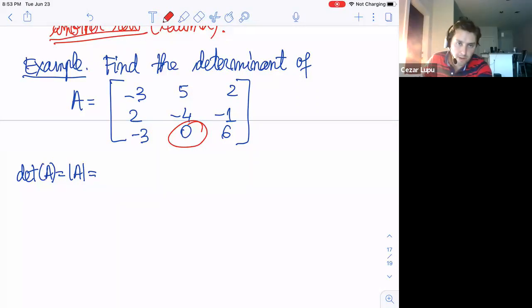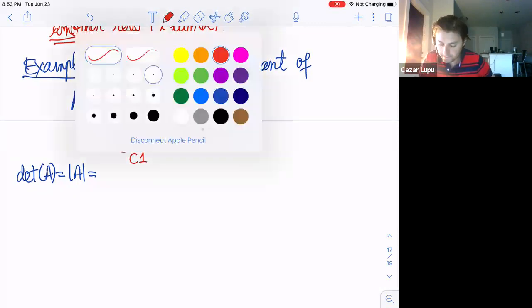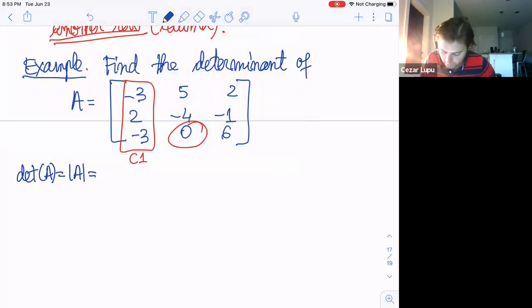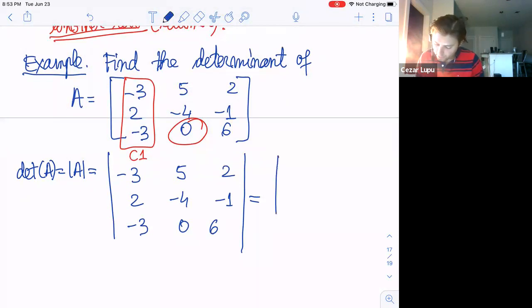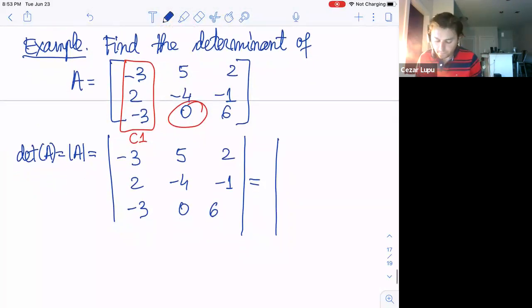Okay, I see. You take the first column here, C1, right? And you multiply it by 2, correct? And you add it to the third column. All right, let's do it this way. So first, let me write the matrix again so that we see it. 2, -4, -1, -3, 0, and 6. What I'm going to do will be the following: I'm going to multiply 2 by the first column and add it to the third column.